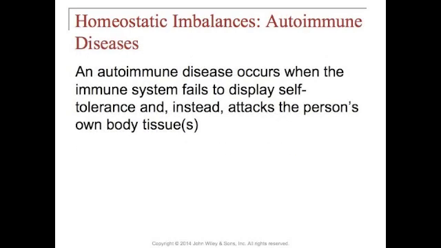Homeostatic imbalances, autoimmune diseases. We also talked about this several slides ago, but let's go through it. An autoimmune disease occurs when the immune system fails to display self-tolerance and instead attacks the person's own body tissues.